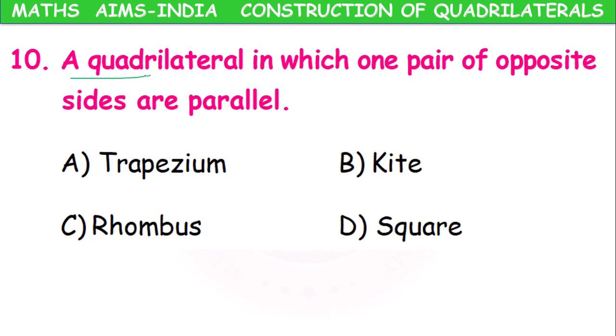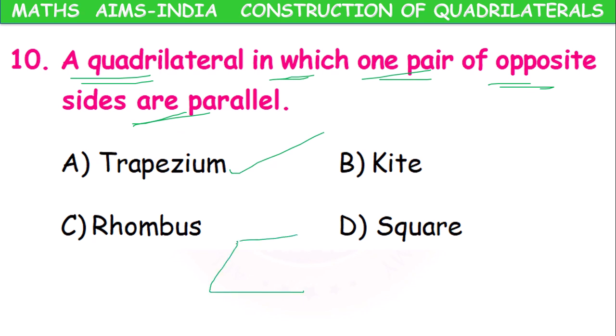Next, a quadrilateral in which one pair of opposite sides are parallel. It will be a trapezium, because in a trapezium only one pair of opposite sides are parallel. Here AB and CD are parallel. They are not equal, but AB and CD are parallel. So trapezium is the correct answer.